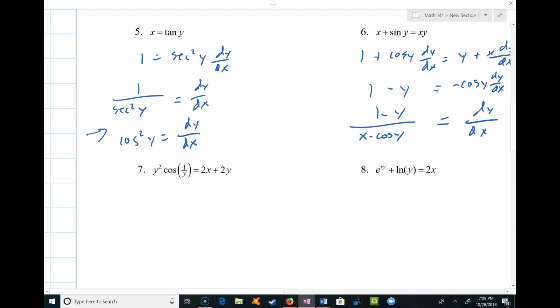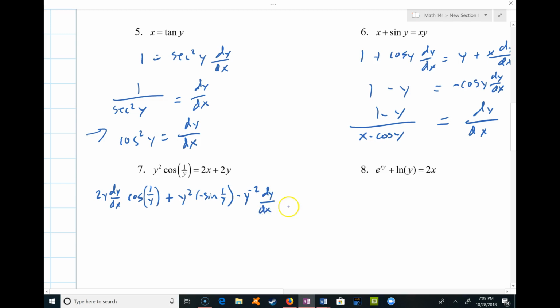These are a little bit more complicated, so I was going to do these on the video and talk you through them. So this first one, the left side has a product rule with chain rules in it, of course. So the derivative of the first would be 2y dy dx times cosine of 1 over y, plus y squared times the derivative of cosine, which would be negative sine of 1 over y times the derivative of 1 over y, which of course would be negative y to the negative 2, and then times the derivative of y, which would be dy dx.